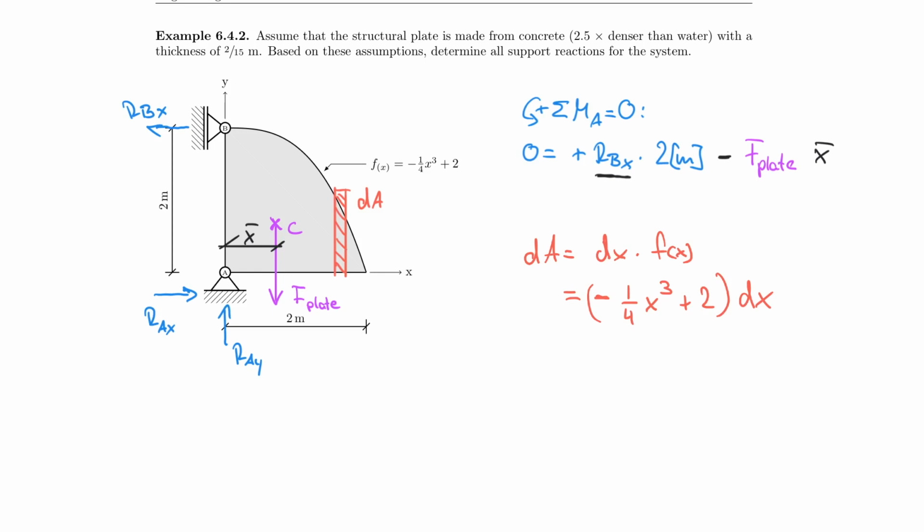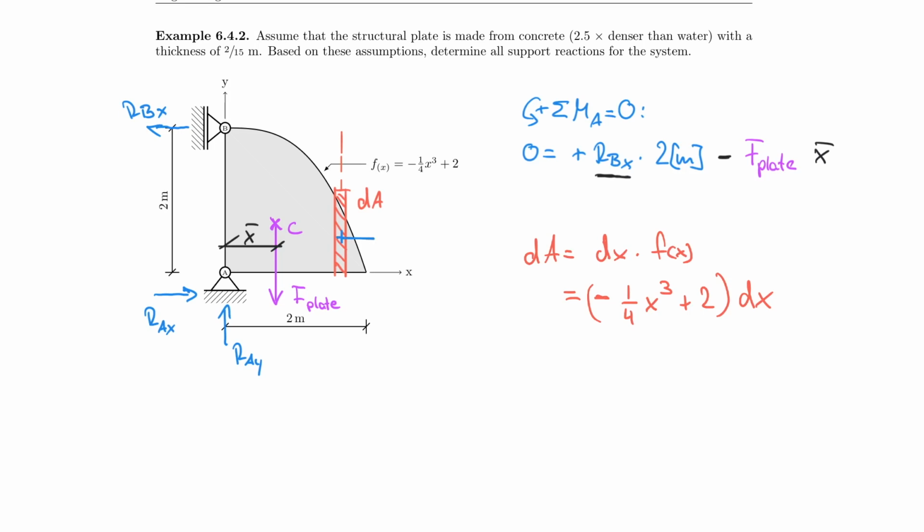Now I need to identify what is my x tilde. Notice that I don't even worry about the y bar or y tilde. I only need to care about the x tilde. So let me put that in here. So the centroid location of this system would be right here.